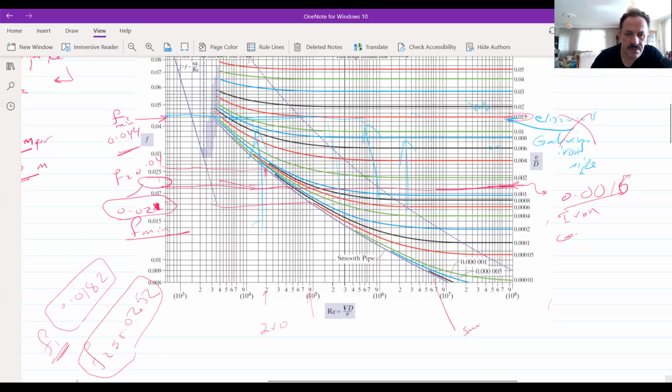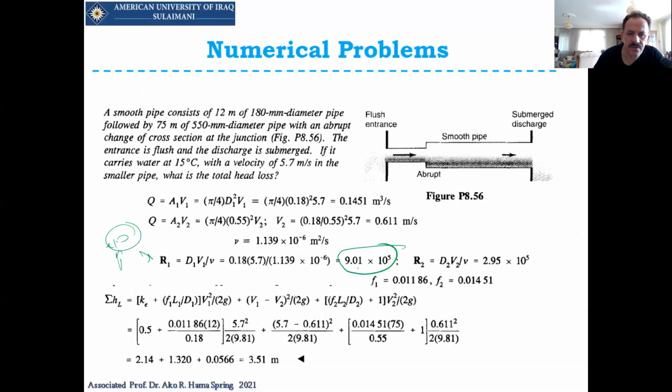Back to the lecture: it's about 0.025. Anyway, we have these two values, and because it's a smooth pipe, we can consider those and use them for the head loss. Now, for the friction head loss, it is equal to 0.018.